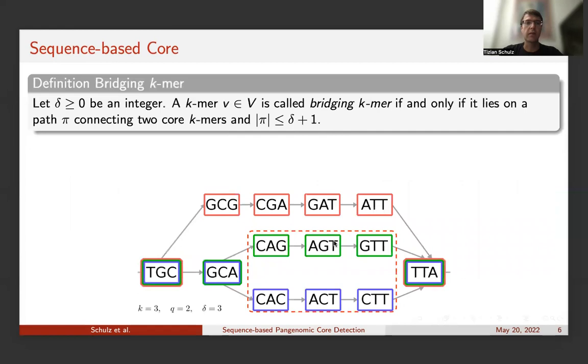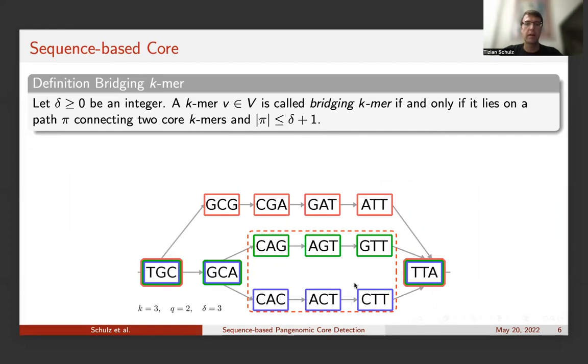We decided to use a second set of k-mers to deal with this problem. For this second set of k-mers, which we call bridging k-mers, we introduce a second integer, which we call delta. And then we say every k-mer in our graph is called a bridging k-mer if it lies on a path that connects 2 core k-mers, and the path is no longer than delta plus 1.